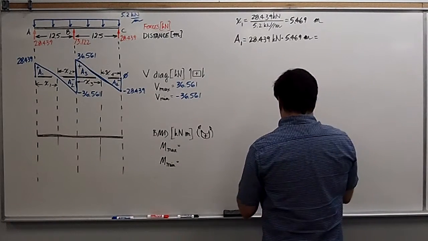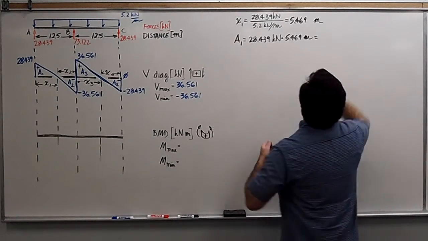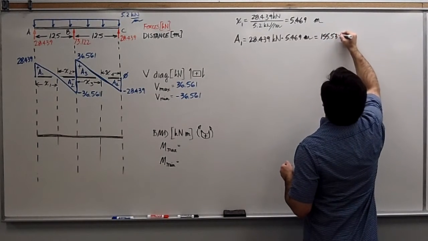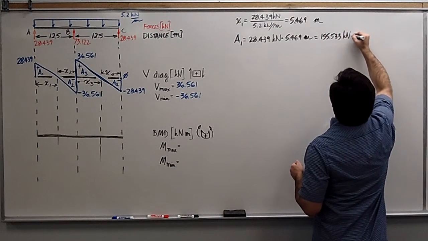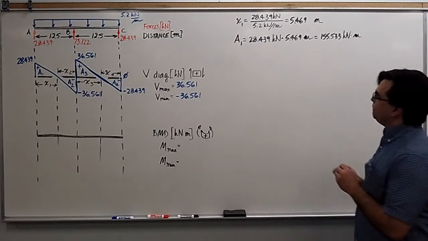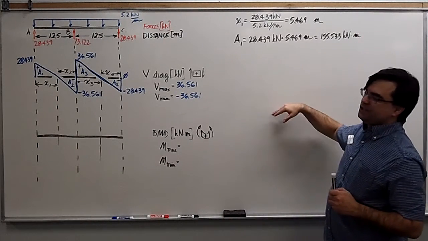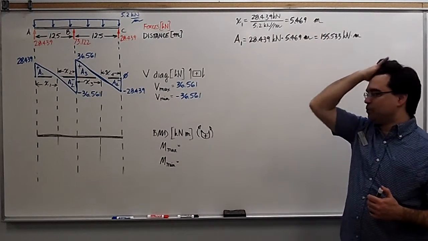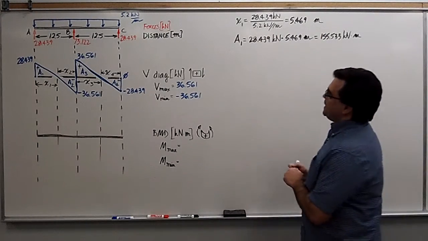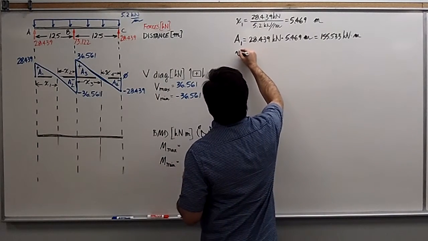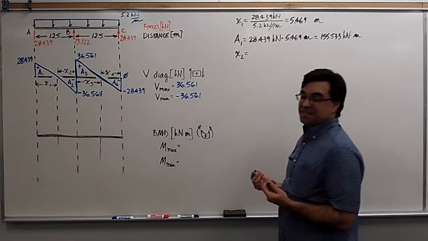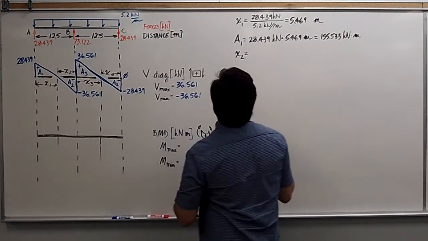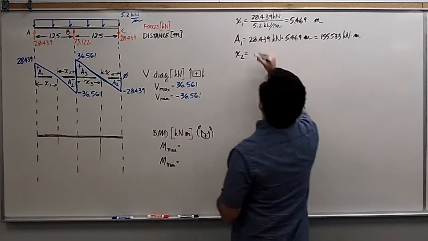$155.533. Okay. Now for the remainder of these calculations, I won't repeat the units since they're the same, and it will save us time. X2, nice and easy. If we know this whole length is 12.5 and we know what x1 is, we do the difference.